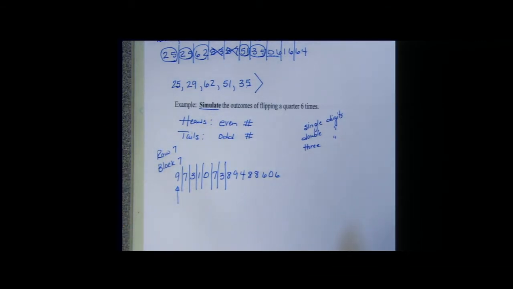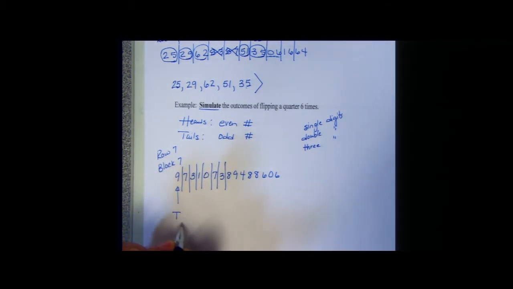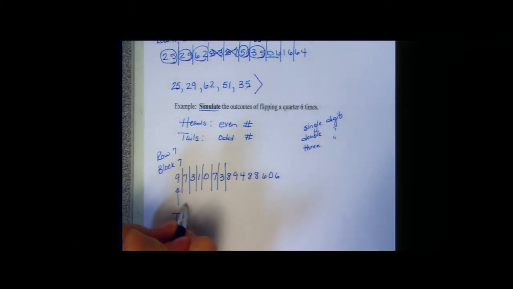It is a 9. 9 is odd, so that would simulate getting tails. This would be your second one, which 7 is odd. That would be tails. Wow, we have another odd, tails. We have another odd, tails.